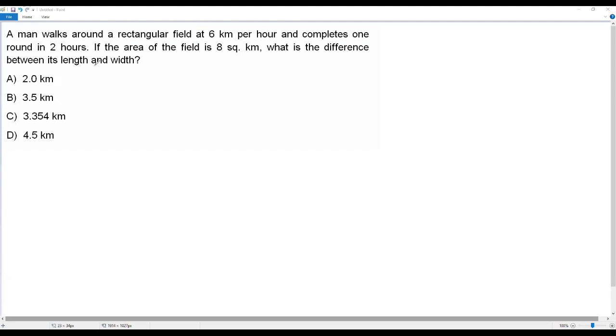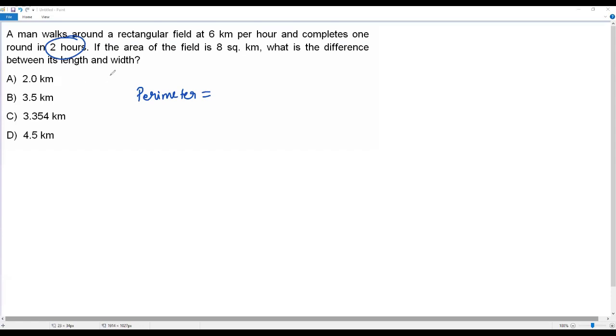Okay, so a man walks around the rectangular field and completes one round in 2 hours. So the distance covered by the man in these 2 hours equals the perimeter of the rectangular field, because he completes one round. To find the perimeter, we have to find the distance walked by the man in 2 hours.